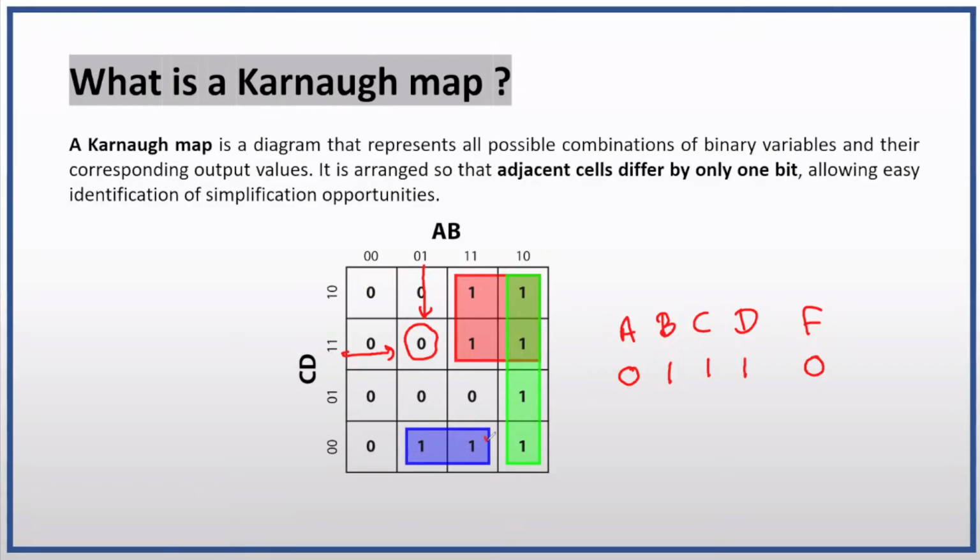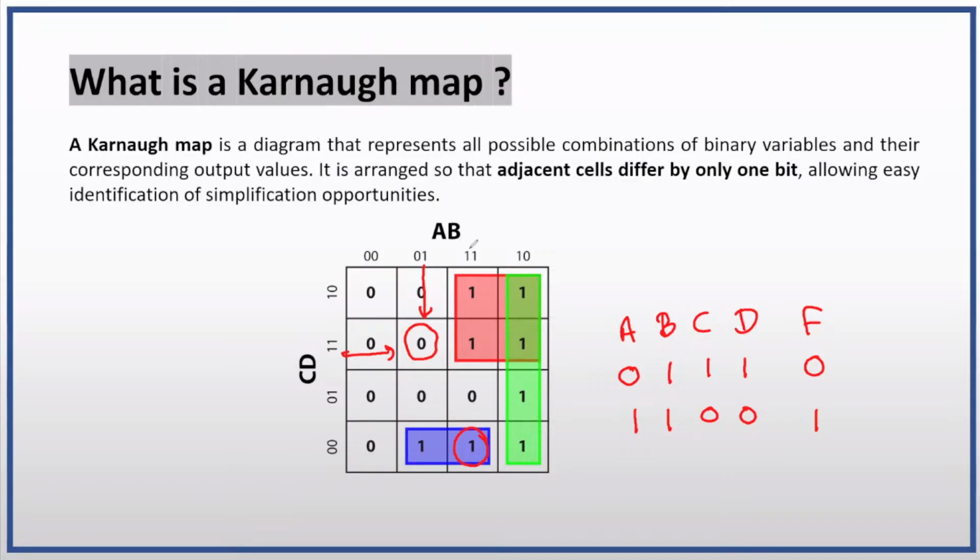If you take this cell, you can see A and B are both true and C and D are false. In that case, the output is 1. Like that, we can identify the corresponding output for a possible input.